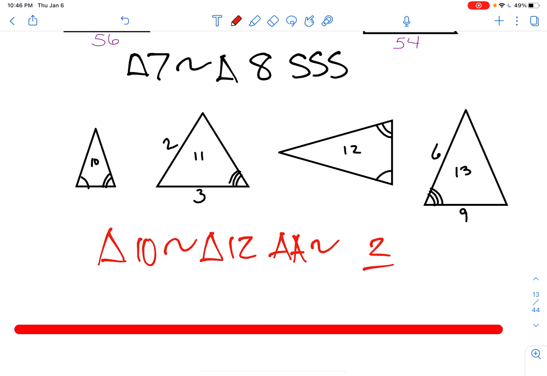2 to 6 is the same thing as 3 to 9. However, notice the angle is in the wrong spot. Here, the angle is not between the two sides, but here it is. So even though the sides are proportional, the angle is actually in the wrong spot, so it's not side angle side. So in this case, only those two are similar.